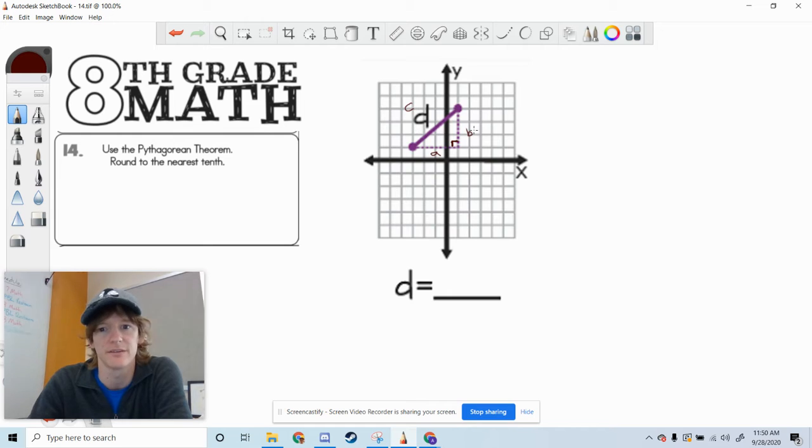I know it's labeled D, but with our Pythagorean theorem formula, the sides are labeled A, B, and C. C is always the longest side. A and B are the legs touching this 90-degree right angle, okay? So we have the formula that says A squared plus B squared equals C squared.